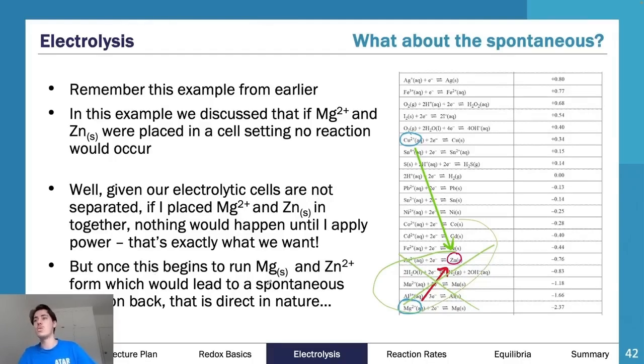But once this begins to run, Mg solid and Zn2+ form, which would lead to spontaneous reaction back. So that is direct in nature.